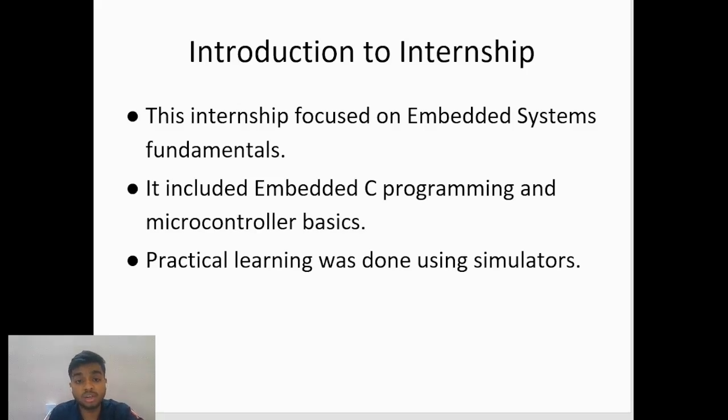The main focus of this internship was embedded system fundamentals. It includes embedded C programming and microcontroller basics. Practical learning was done using simulators. We will go to next slides.